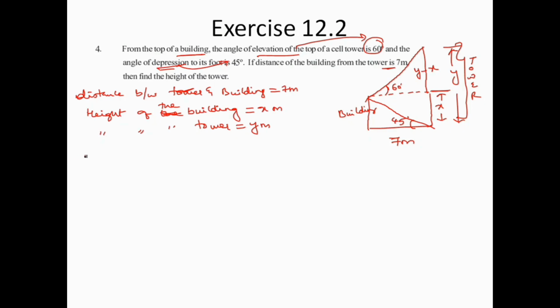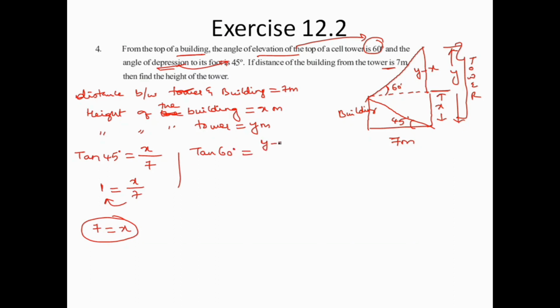Okay, so let's see the angles now. Tan 45 degrees can be written as what? It is your opposite side x by your adjacent. The value of tan 45 is 1, so 1 by 7. I'm shifting the denominator, so 7 is equal to x, so x is equal to how much? 7 as your required answer. So let's look at the other angle. Tan 60 degrees is equivalent to the opposite, y minus x, by the adjacent, this one. So tan 60 is root 3, which equals (y minus x) by 7. I'm shifting over to the other side.